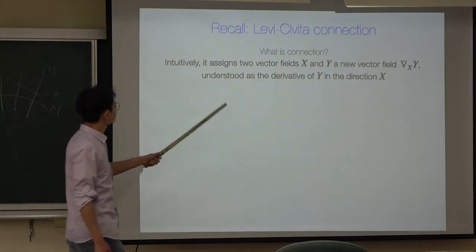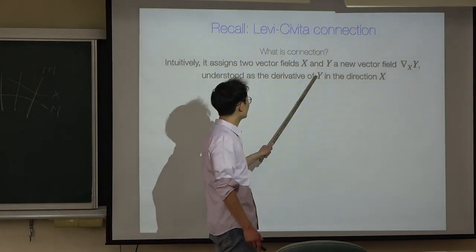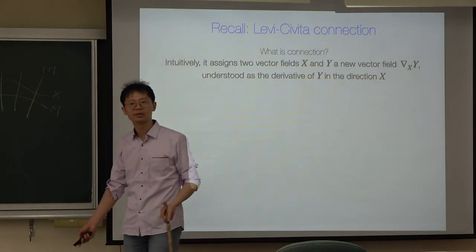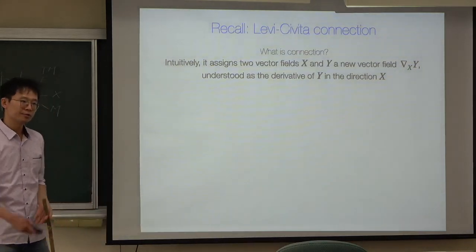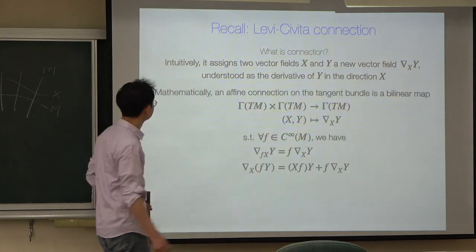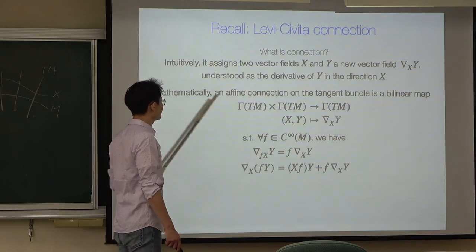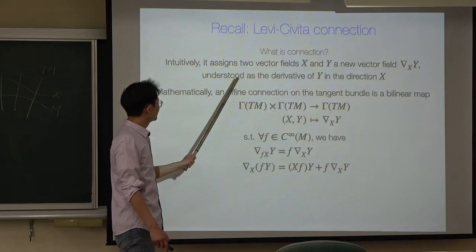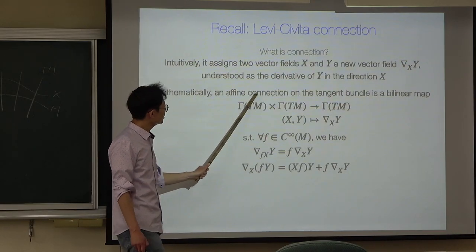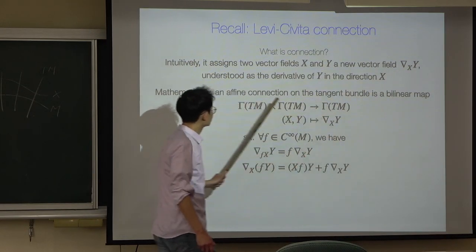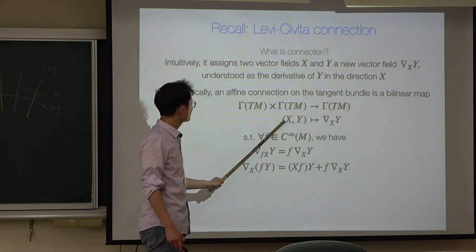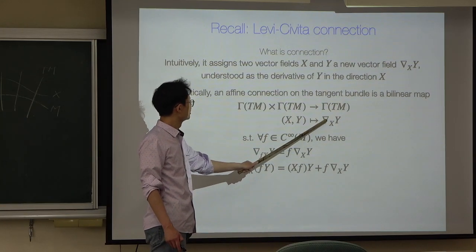Okay, and you can understand it as a derivative of Y in the direction X. But what does it mean? It's very abstract. We need to make it concrete. So mathematically, this is how it is defined. An affine connection is a bilinear map, so that you have (X, Y) mapping to nabla_X Y.